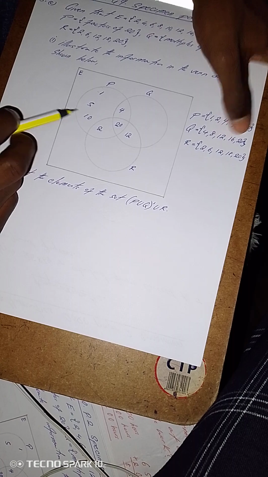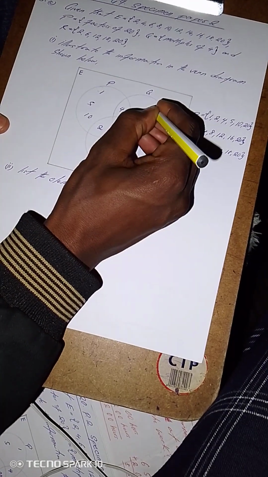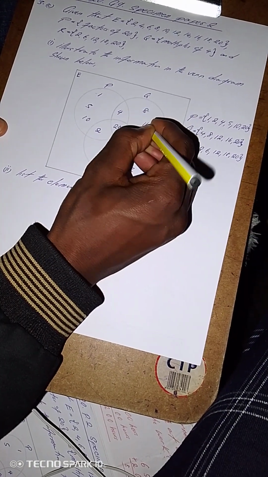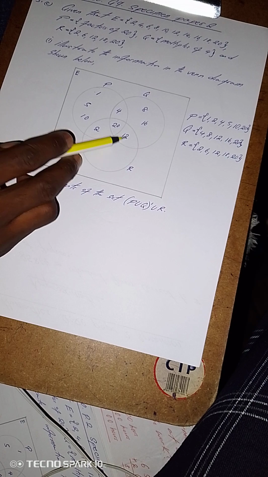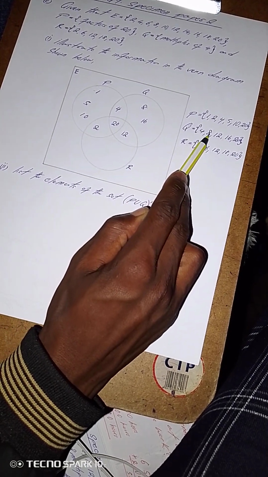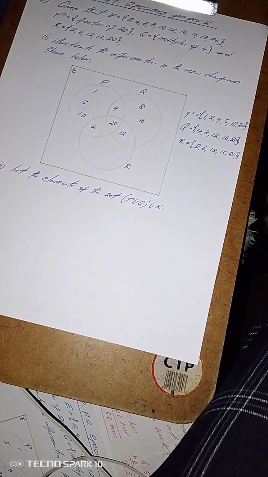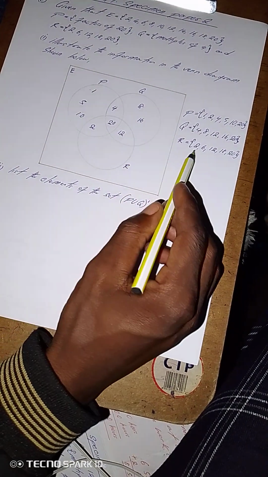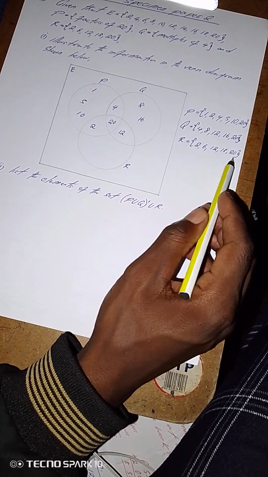8 and 16. So 8, 16. So they are how many? 1, 2, 3, 4, 5. 1, 2, 3, 4, 5, 8 and 16. Q, sets R, you do the same.